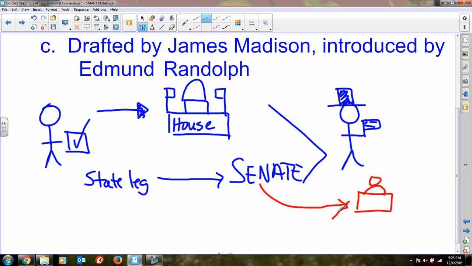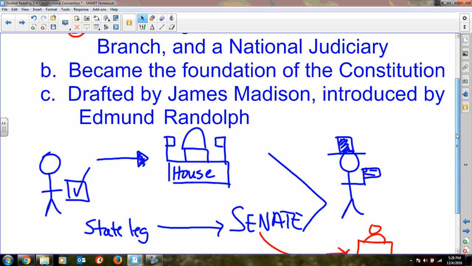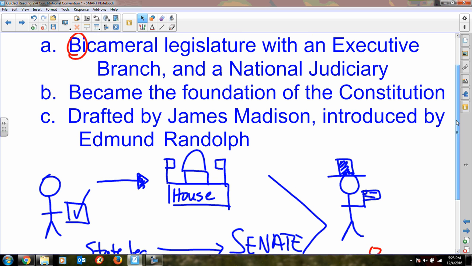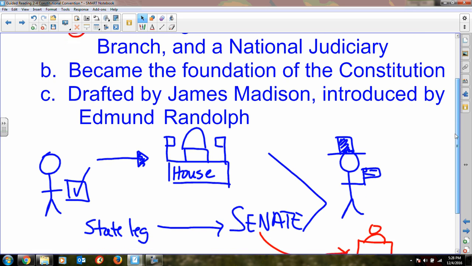So that means that the power was really held in the hands of the legislative body, which is in the hands of the large states' population. And that did not go over well, okay?